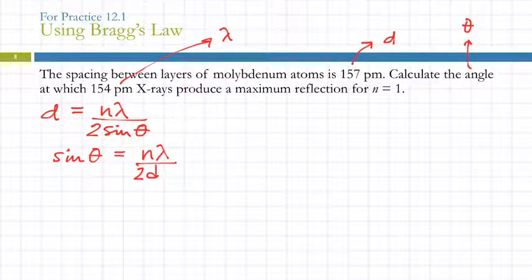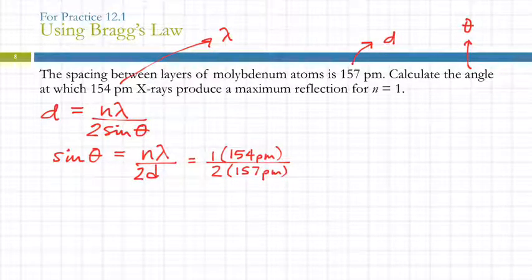So let's plug our numbers in. n is 1. Lambda is 154 picometers. 2 is 2. And d is 157 picometers. Does it matter that it's in picometers, or does it have to be? Excellent question. As long as the units are the same, they're going to cancel out. So does it matter what unit you use here? No, it doesn't, as long as it's the same unit for both the distance and the wavelength, because the picometers cancel out.